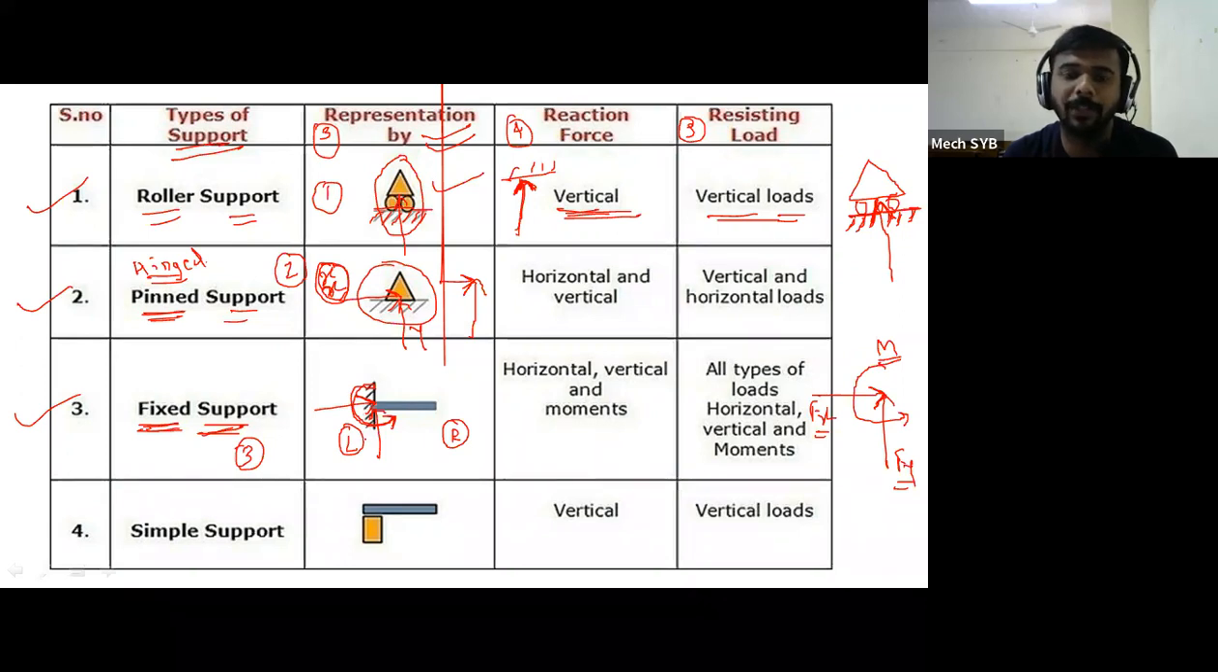Roller support means only one reaction, that is vertical. Hinged support or pinned support means it is having 2 reactions, one is horizontal, another is vertical. And fixed support means it is having 3 reactions, out of that one is horizontal, second is vertical, and third one is movement about their own axis.